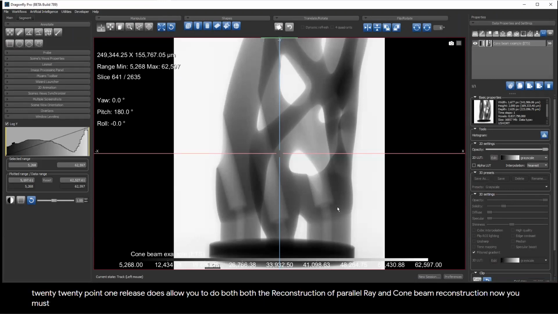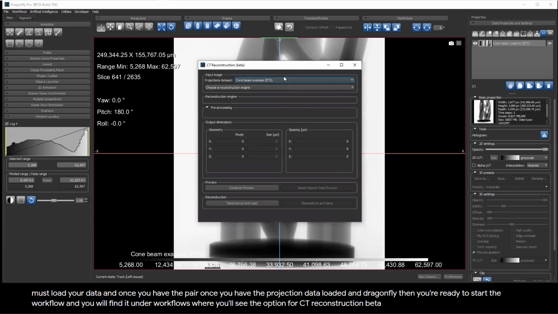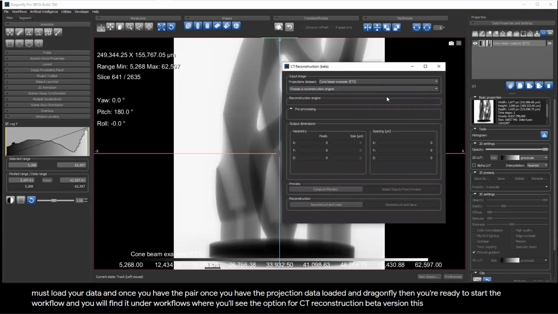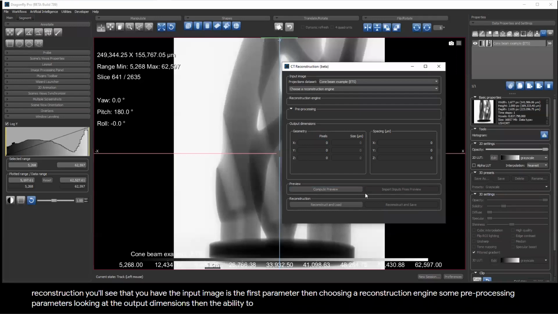Now, you must load your data, and once you have the projection data loaded in Dragonfly, then you're ready to start the workflow, and you will find it under Workflows, where you'll see the option for CT Reconstruction beta version. This is the launch point. What you're looking at is the dialog for CT Reconstruction. You'll see that you have the input image as the first parameter, then choosing a reconstruction engine, some pre-processing parameters, looking at the output dimensions, then the ability to compute previews and reconstructions.